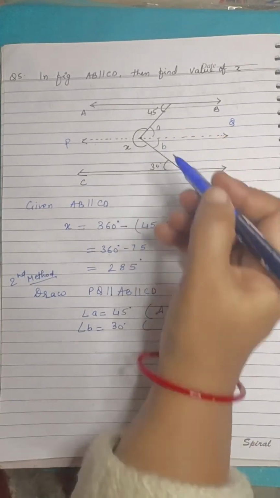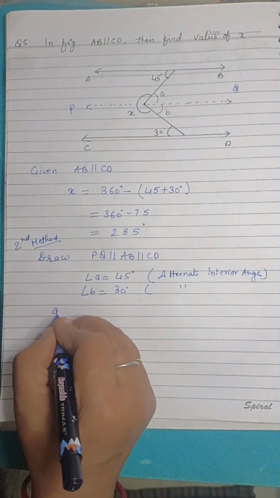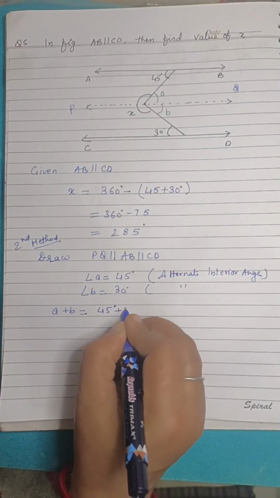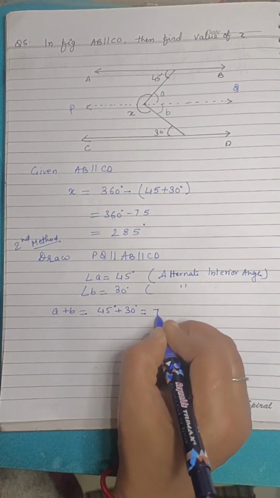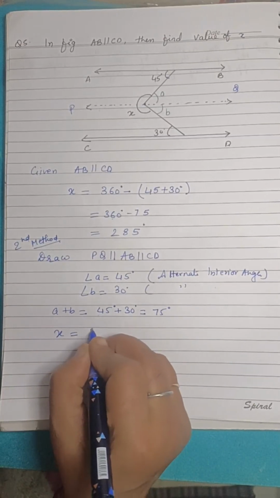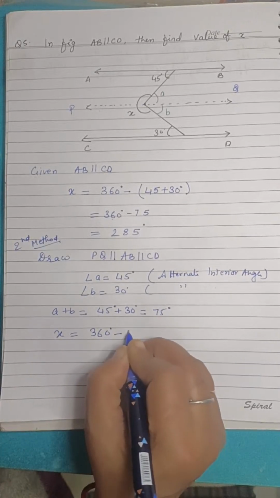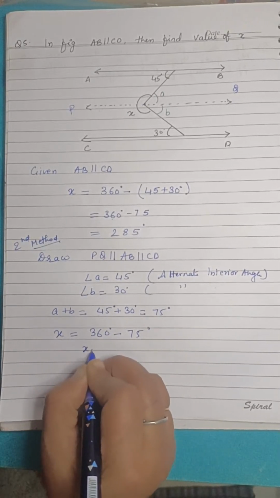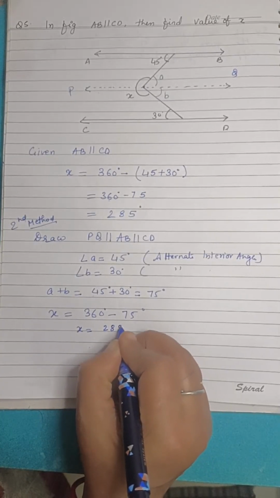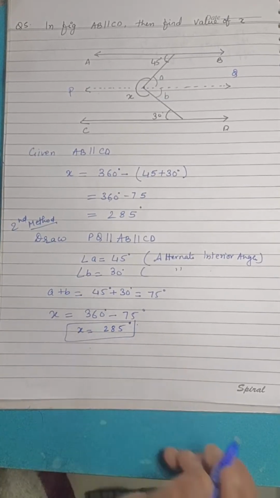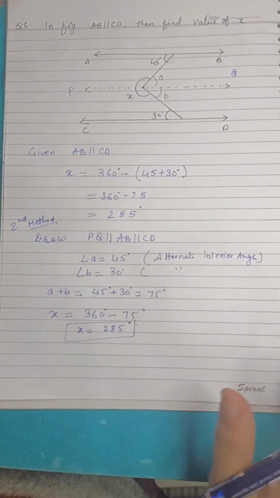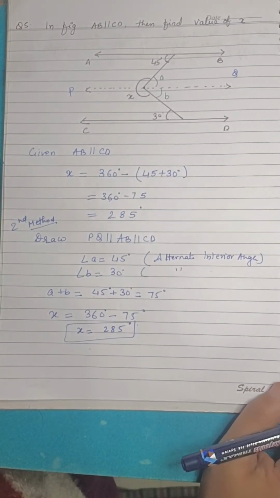So you are going to get A plus B, which is 45 degree plus 30 degree, that is 75 degree. So the value of x equals 360 degree minus 75 degree. You are going to get x equals 285. Same process, same answer you are going to get, but in a shorter way. So I hope this is clear to you.